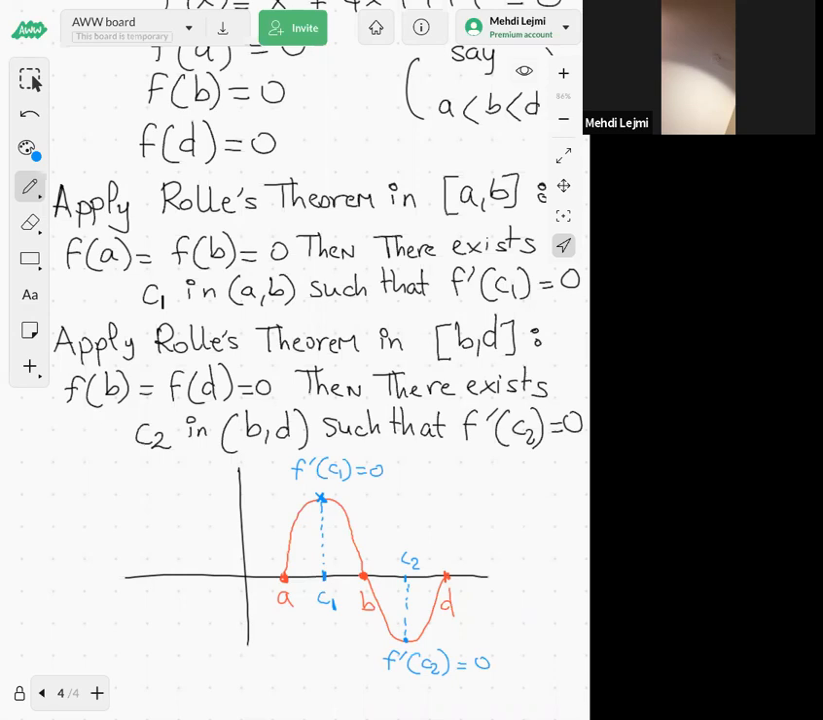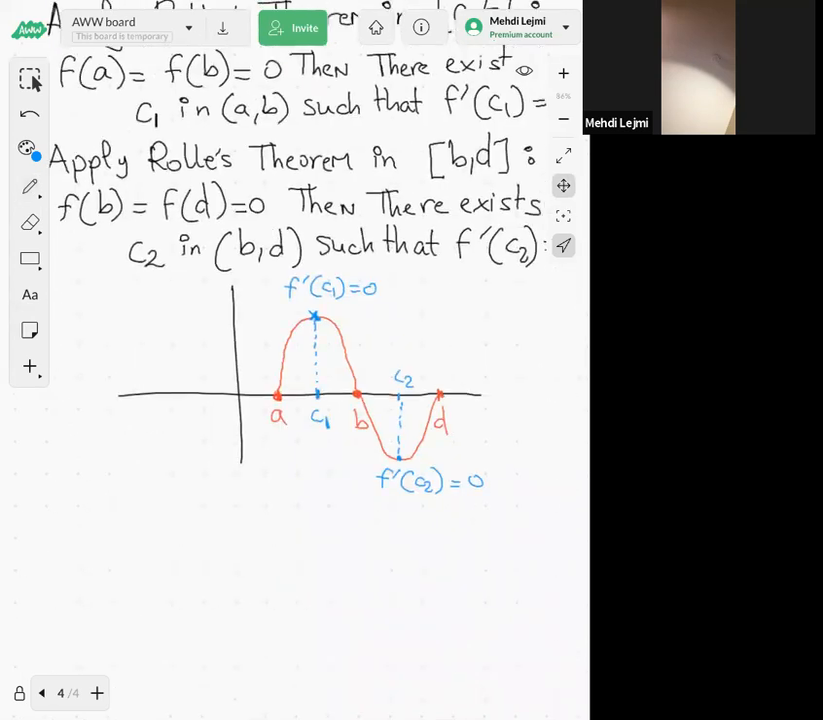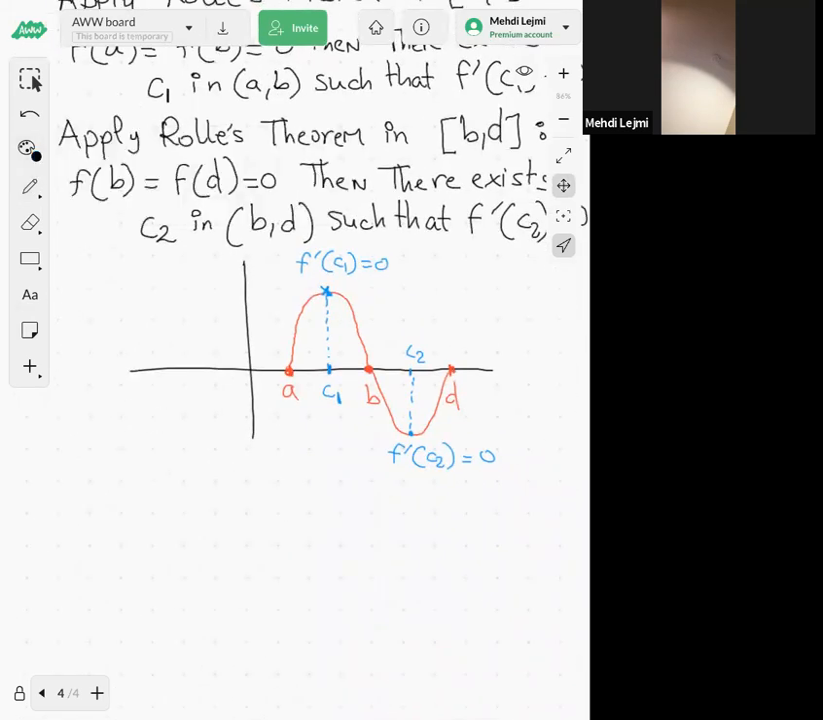So Rolle's theorem means that I have two solutions of my derivative equal to 0. C1 and C2 are solutions of f prime of x equal to 0. C1 is a global maximum, C2 is a global minimum, so both are solutions of f prime of x equal to 0.